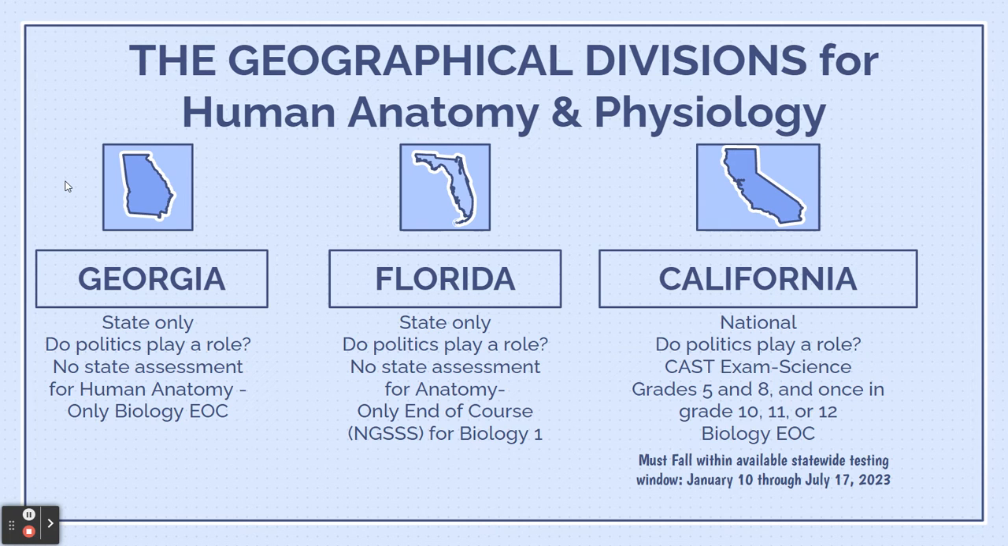For Georgia, there's no state assessment for human anatomy, only a biology end of course test. For Florida, no state assessment for anatomy, only an end of course NGSSS for Biology 1. And California does something different. They have a CAST exam, which is a science exam done in grades 5 and 8, and then once in either grade 10, 11, or 12 when they take their biology class, an end of course test. They did have specific testing windows, so it must fall within the available statewide testing window, which is January 10th through the 17th for 2023.